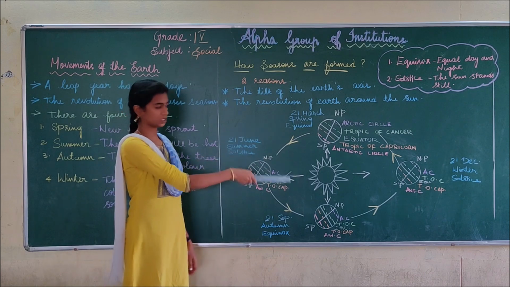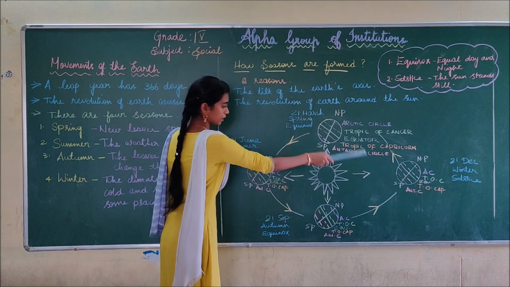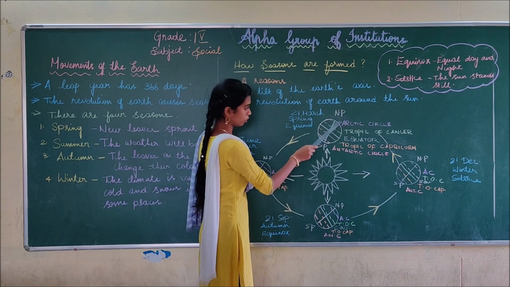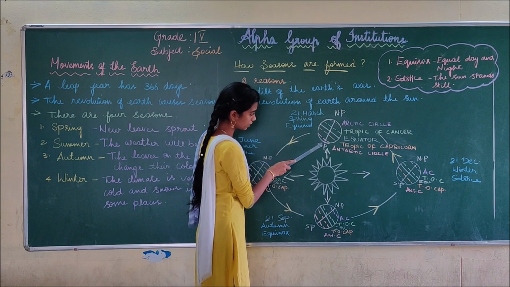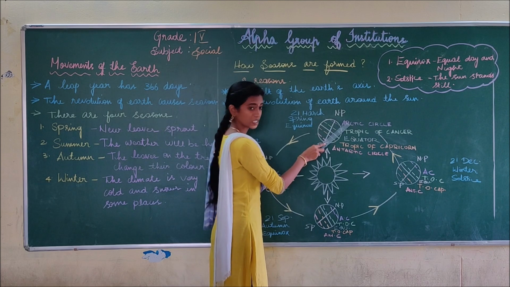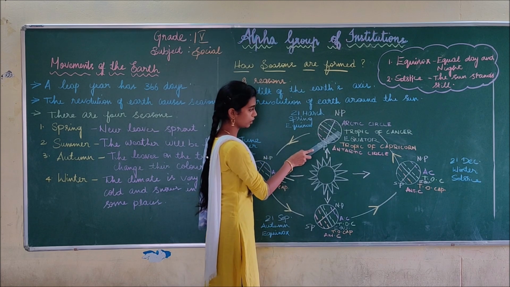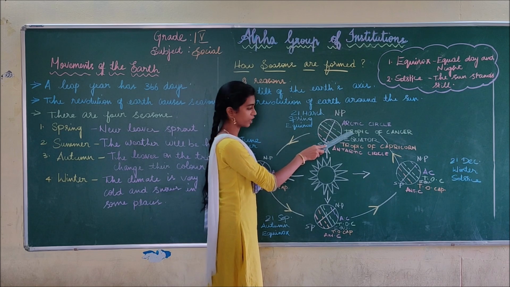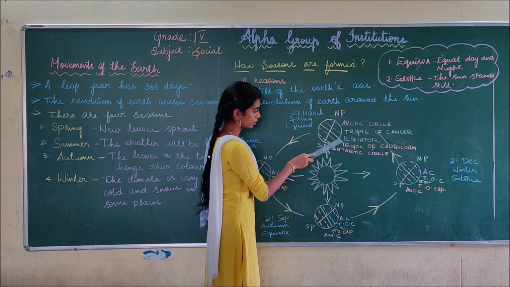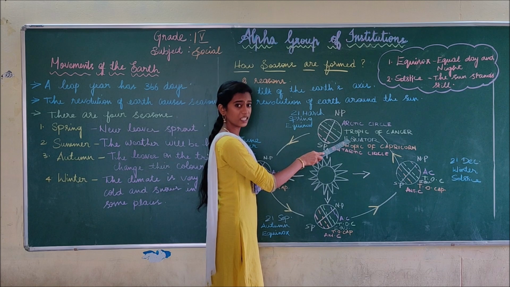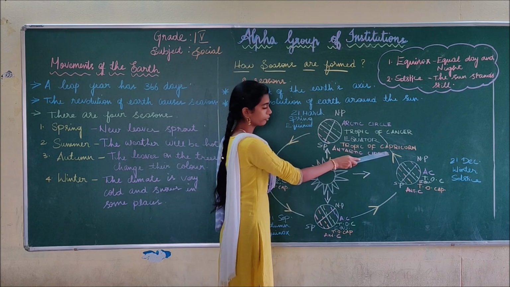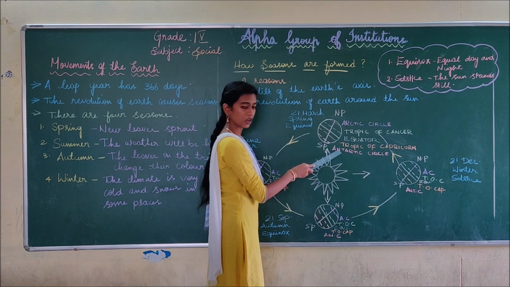Okay, now let us see this diagram. This is the Sun and these are all the Earth. This is the North Pole and this is the South Pole. This is the Arctic Circle. Next one, Tropic of Cancer. After the Tropic of Cancer is the Equator. Say Equator. Next, Tropic of Capricorn. At last, Antarctic Circle.